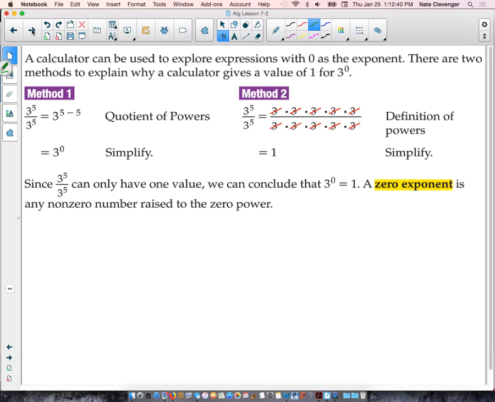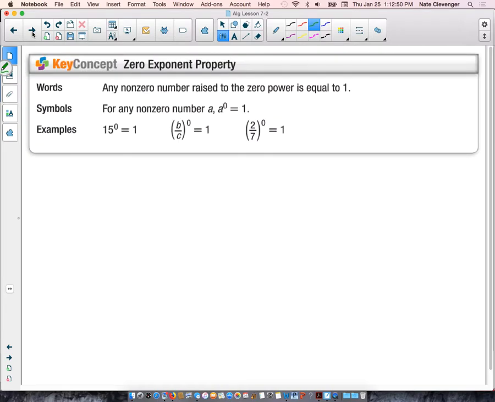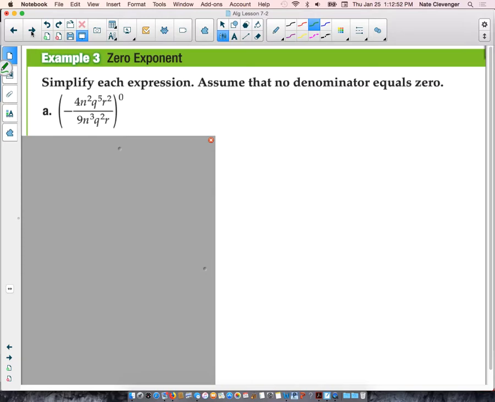Quotient of powers, we've already done that. So you know that anything to the 0th power is always 1. So, trick question. Looks complicated, doesn't it? Super complicated. But everything's inside parentheses. So it's one. Anything to the 0th power is always 1.